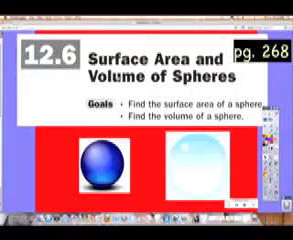Area and volume. Surface area is like you're taking the sphere and you're doing what to it? Good luck wrapping it, right? All right, and then volume is like you're doing what? Filling it with water, yeah? Okay.